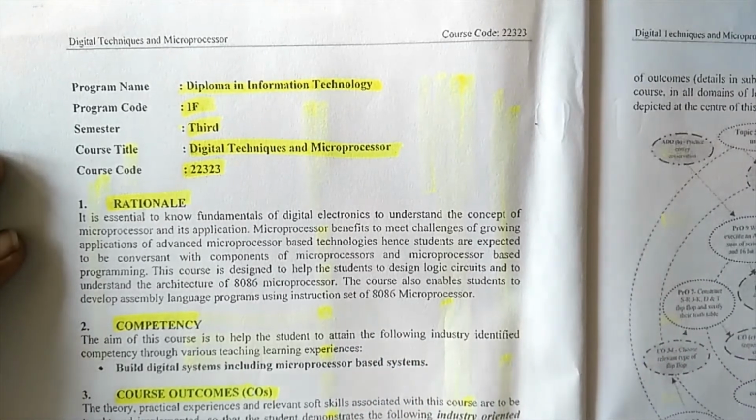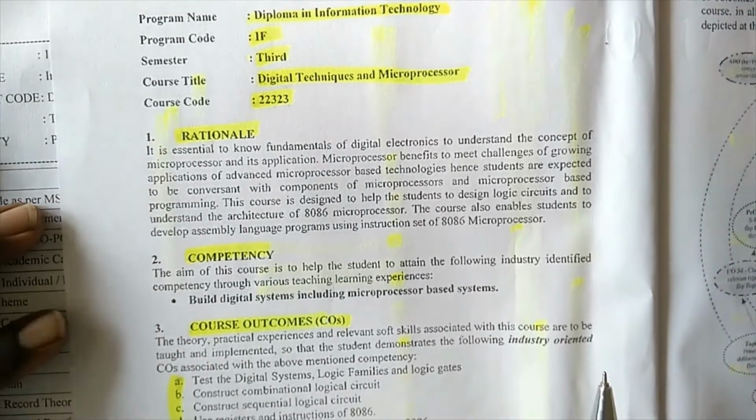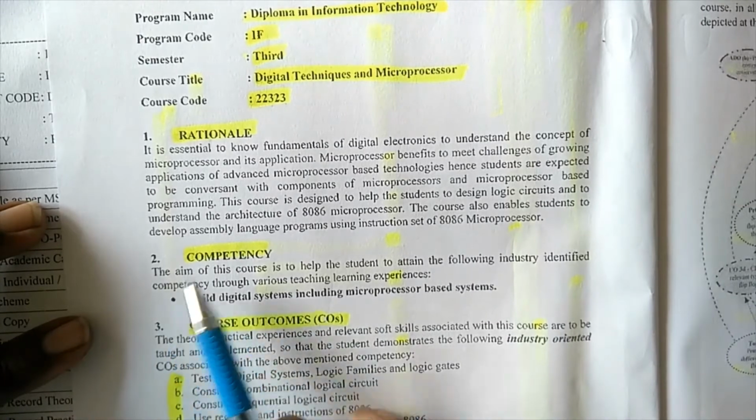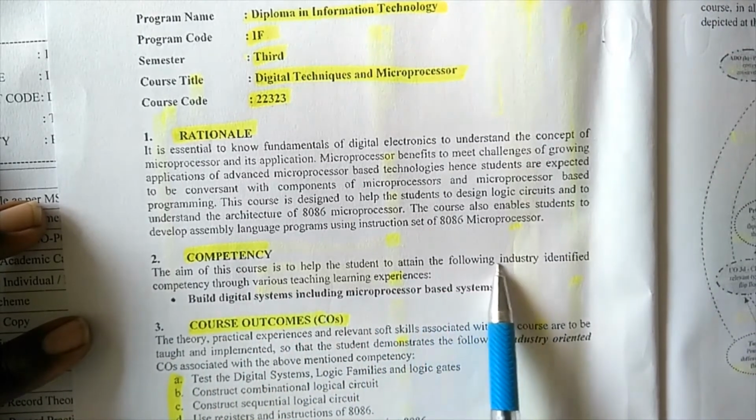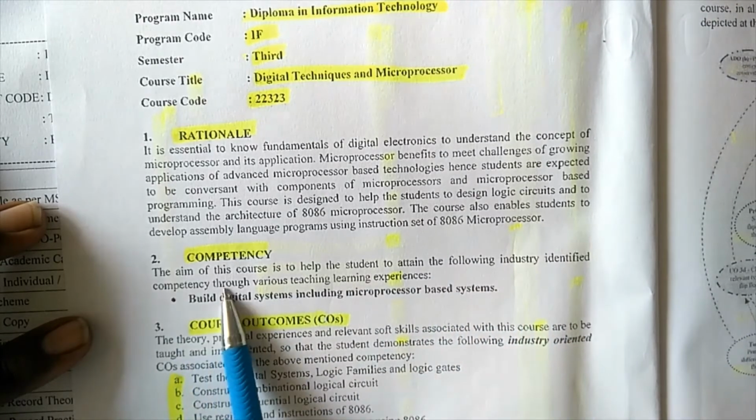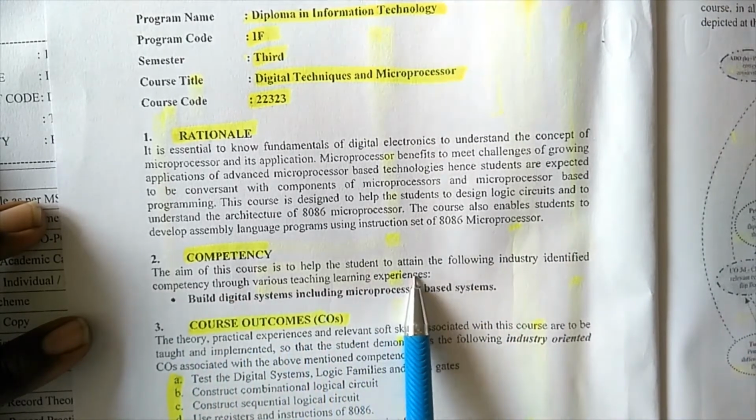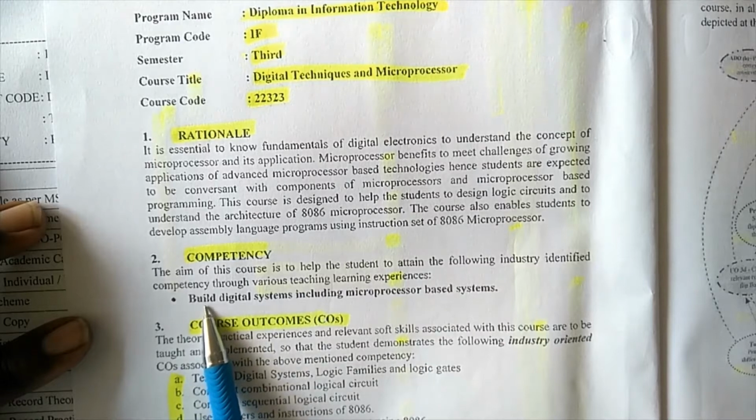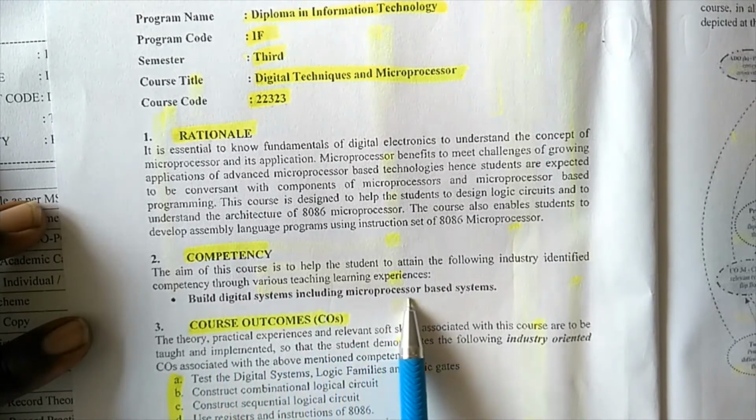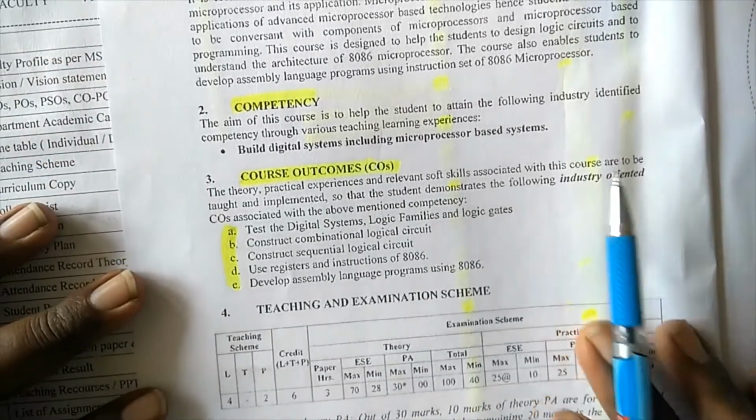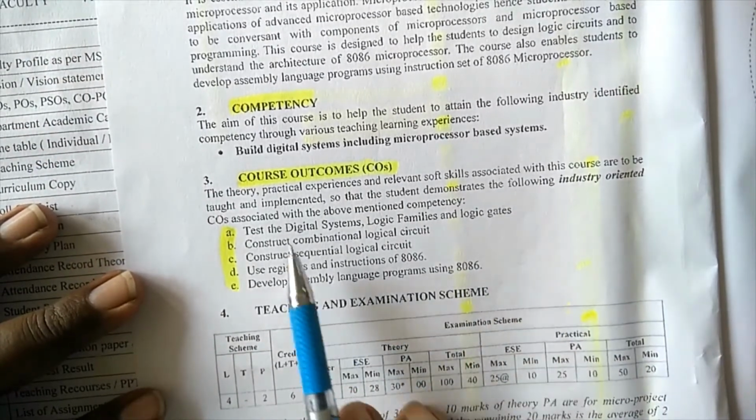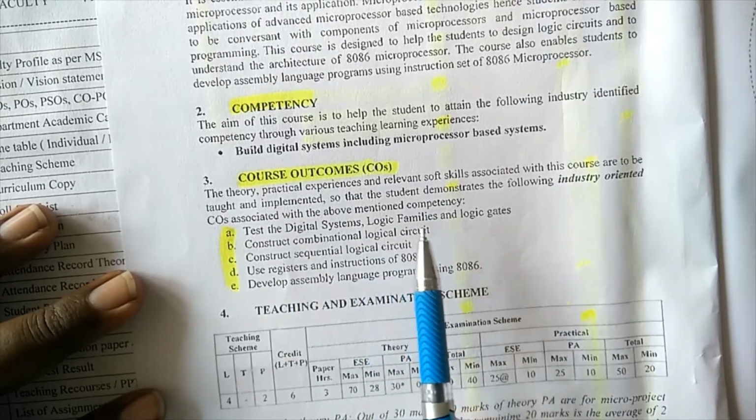Now after doing this course, what benefit will you get? The competency: the aim of the course is to help the students attain the following industry identified competency through various teaching learning experiences. You should be able to build digital systems including microprocessor based systems. Now we move towards the course outcomes. During the course we have a total of 5 units, so 5 outcomes are there.